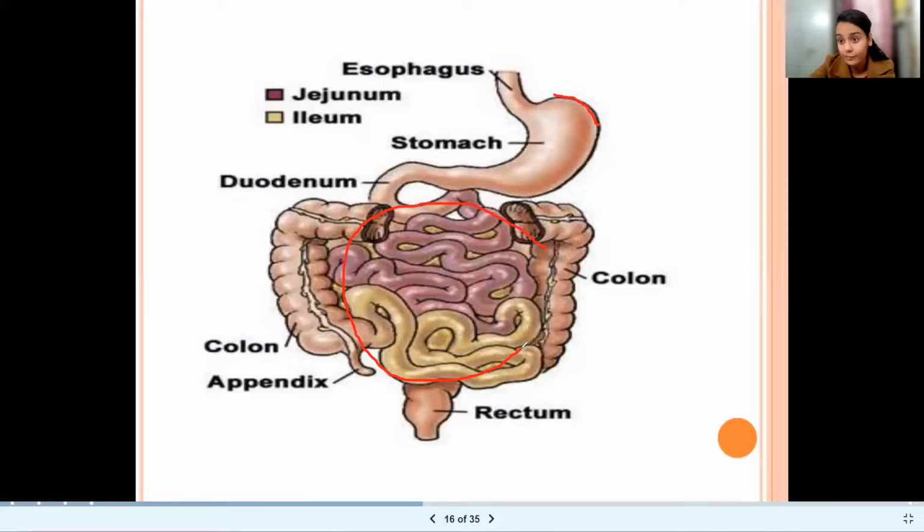Now, about the pancreatic juice. The pancreas also releases pancreatic juice, right? So what is the role of it? It has many enzymes. Number one is amylase. It converts starch into maltose. Some of the carbohydrate is already digested in the mouth, and the rest gets digested with the help of amylase, which converts starch into maltose.